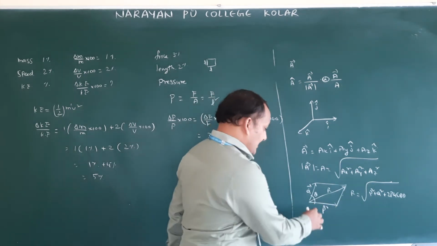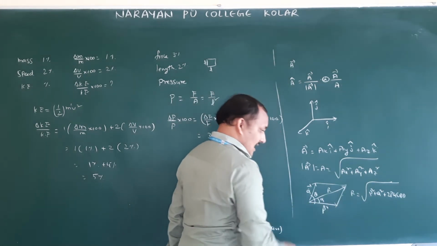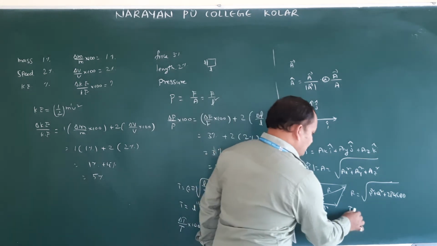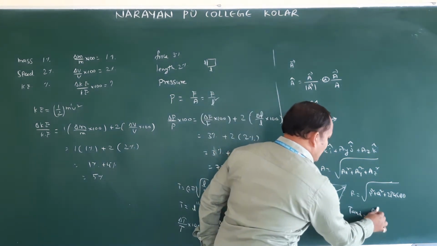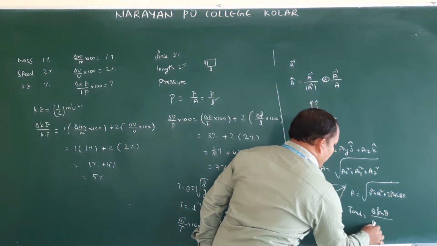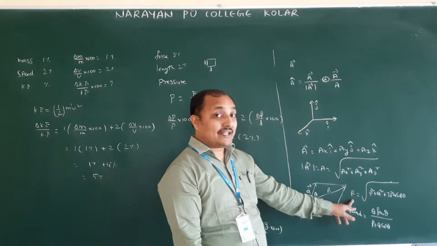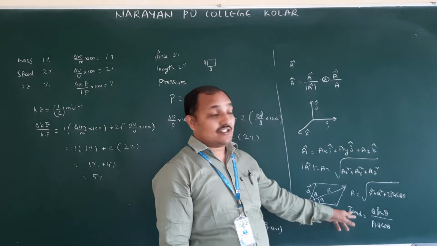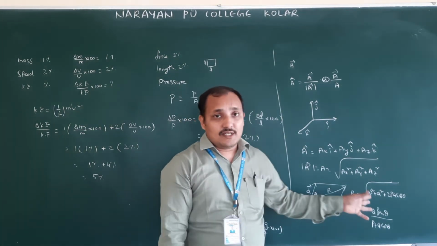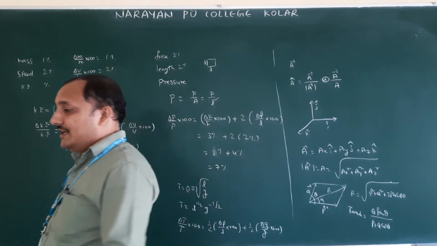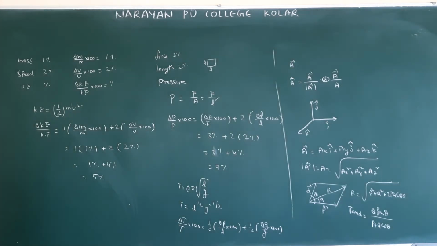And the resultant direction: tan alpha is equal to Q sin theta by P plus Q cos theta. So this is the resultant magnitude, and this is the resultant direction of the vector. This formula we are going to use so many times. Next we are going to see some problems on those.